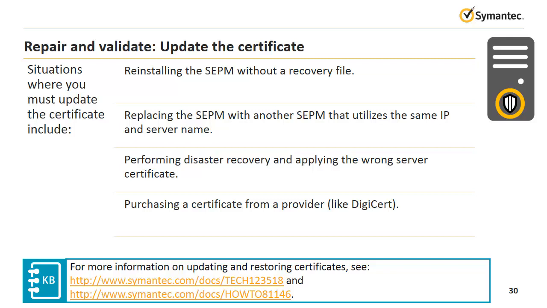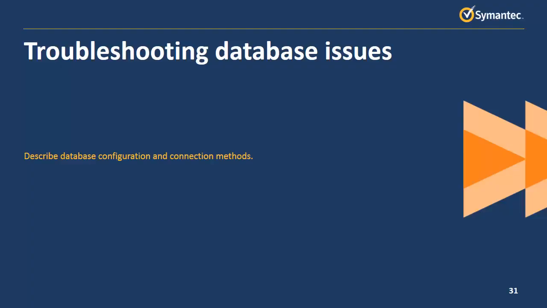Another example would be purchasing a certificate from a provider like DigiCert, and you want to use that certificate instead of the default server certificate. For more information on certificate issues, see the URLs shown on the screen. In this topic, we'll take a look at database configuration and connection methods for the Symantec Endpoint Protection Manager.